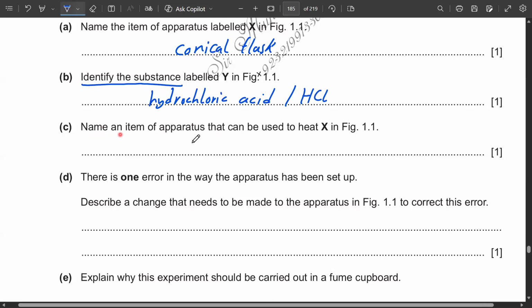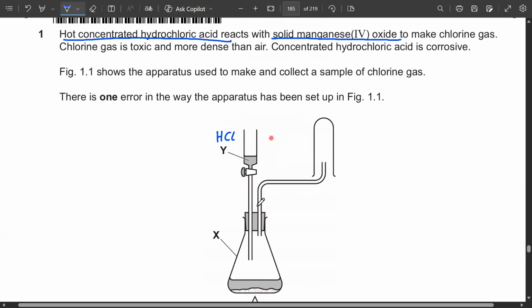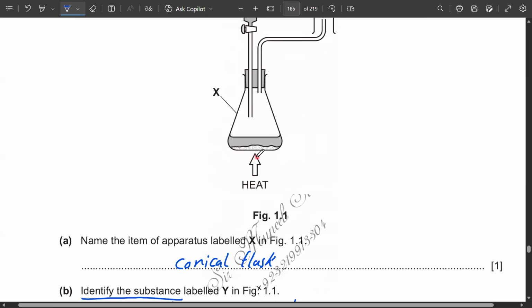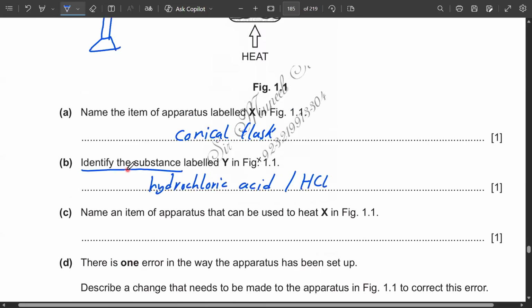Then C says, name an item of apparatus that can be used to heat X in figure 1.1. So heating for this conical flask is definitely given by the Bunsen burner. You can use Bunsen burner to provide heat. And I hope you are familiar with the diagram of the Bunsen burner. It is something like this. There is a metallic portion with a base like this, and there is a flame coming out from here. This is used for the flame. So this is Bunsen burner.